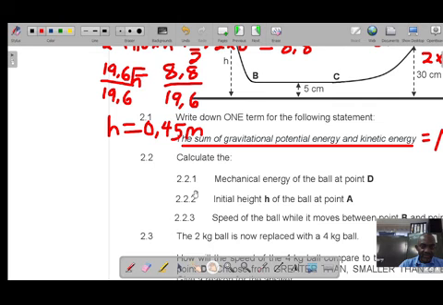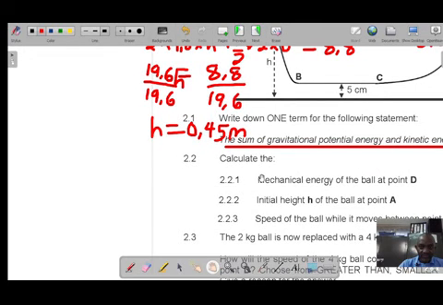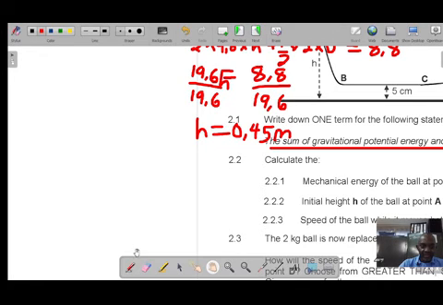Let's check it out here. So I'm going to say that E mechanical along BC is the same as E mechanical at point D, because the floor is frictionless. The surface is frictionless. Okay, so at point D.